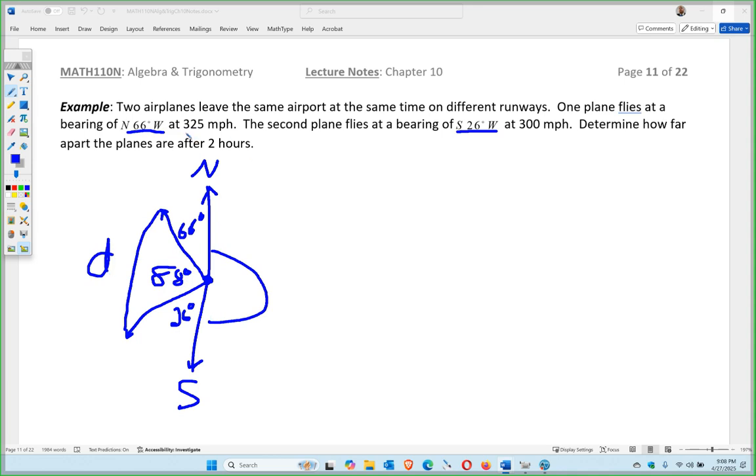So this plane is flying 325 miles an hour for 2 hours. So therefore, this distance here would be 650 miles, right? This one's flying 300 miles per hour for 2 hours. This one would be 600 miles, correct? Okay. So this is a side-angle-side problem, which is clearly law of cosines.